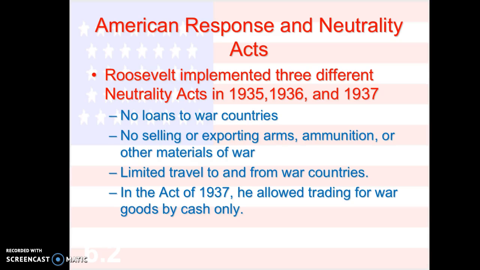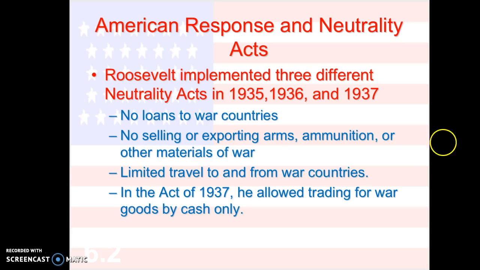In them, and these are blue, so you can just pick 2: No loans to war countries. We're not going to sell or export arms, ammunition, or other materials of war. People are not going to go to and from these war countries. In the Act of 1937, he allowed trading for war goods by cash only.